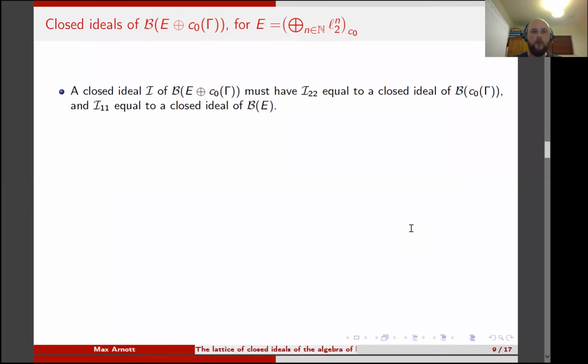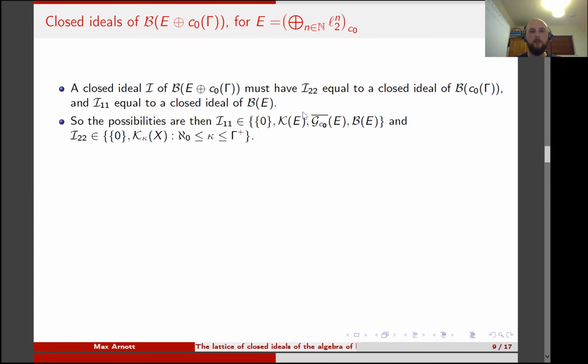So consider a closed ideal on the bounded operators of this direct sum. We're going to write E for this C0 sum of the Hilbert spaces now. We know that the possibilities for the first and fourth quadrants are going to be given by 0, compact, approximately factoring through C0 operators, and the bounded operators in the first quadrant.